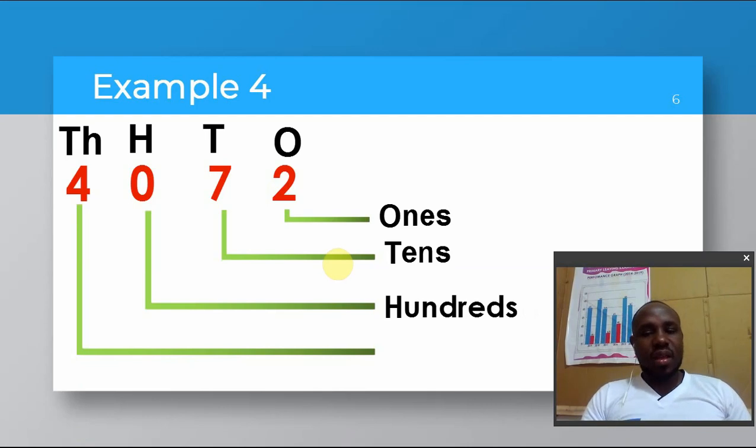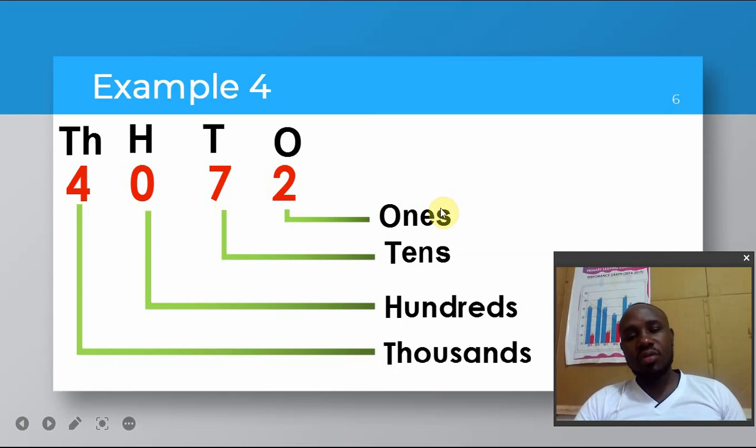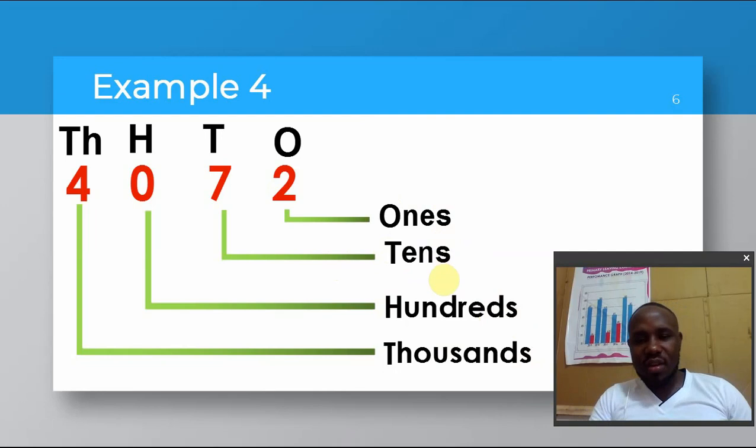The sound ow, thousands. The th is silent. Okay, thousands, like that. So when you're writing the place values, don't forget to add this s. Most of my friends write 1, 10, 100, 1000. No, just put the s there so that you get your answer right.